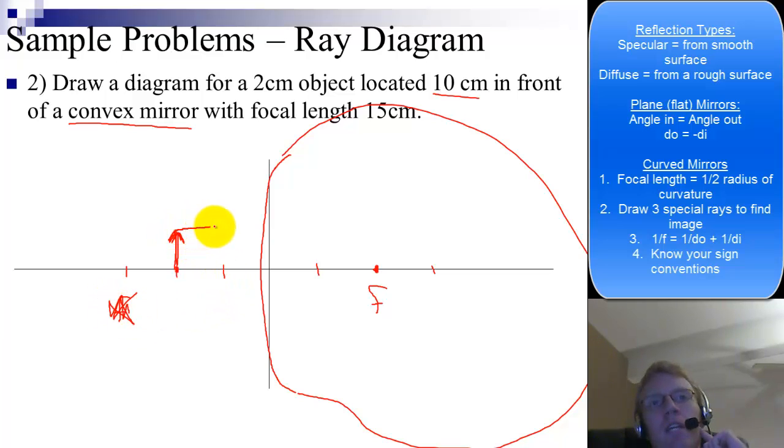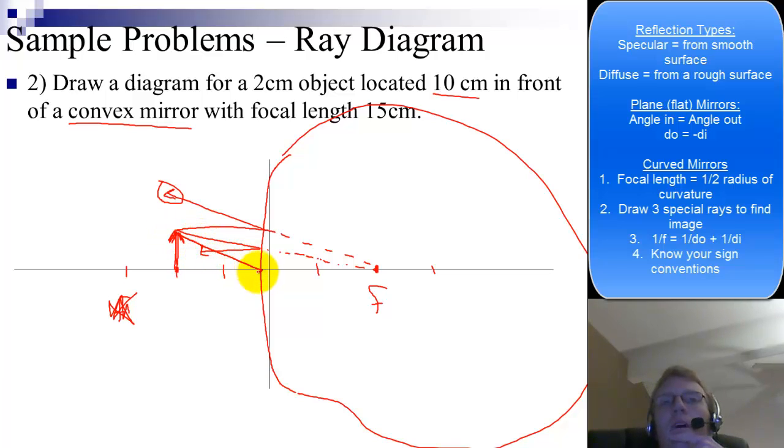The light ray coming in parallel bounces out as if it came from the focal point. So this ray appears to be coming from this focal point. Okay? A light ray that's aimed towards the focal point will bounce back parallel. So let's aim one at the focal point. So that guy's aimed at the focal point. It'll bounce out parallel. And finally, a light ray through the center will bounce out at the same angle it went in. So that angle is the same as that angle.